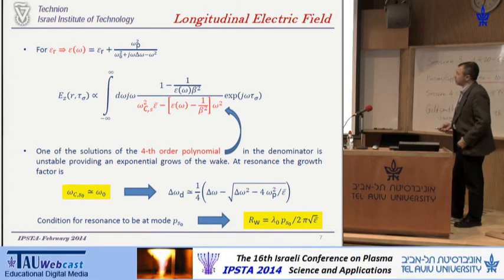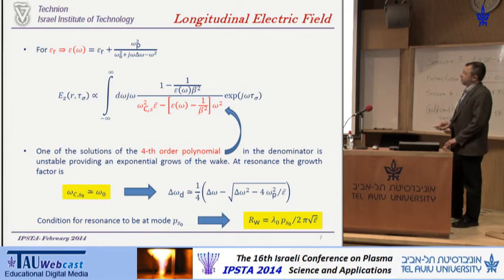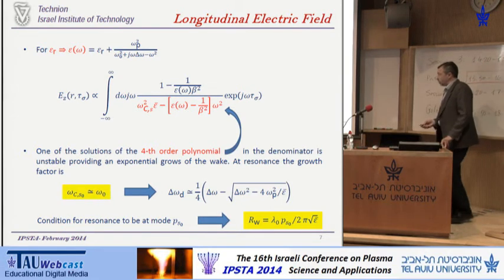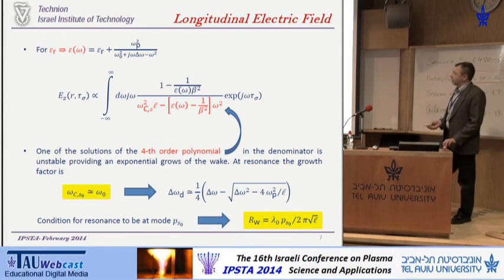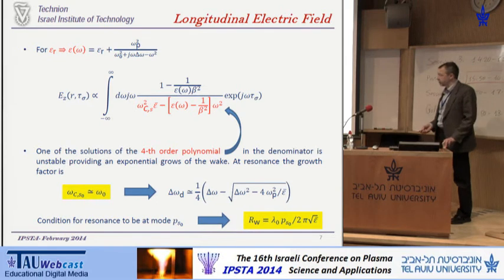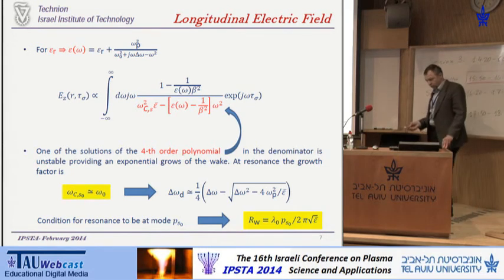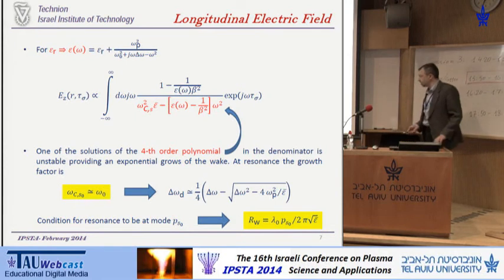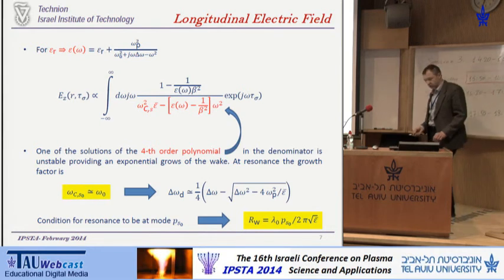If now we replace epsilon r by our function for the dielectric function of a medium, and we find the electrical field in the z direction, we see that it is proportional to this integral having a fourth-order polynomial in the denominator. One of the solutions of this integral is unstable and corresponds to a growing wake. In the case that one of the eigenfrequencies of one of the modes is approximately equal to the resonant frequency of the medium, the unstable root of this polynomial will have this form. We will return to this delta omega d in a moment. The condition for the resonance is simple.